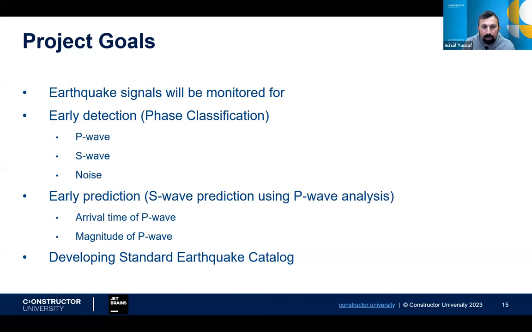And developing a standard earthquake catalog, because when we were starting the project, at that time they didn't have their data in some standard form. The data was being stored in different forms, and the historical data was also stored using different technologies. So the idea was to collect all the data and come up with a standard earthquake catalog, which will not only be used in this project, but can also be used later on by geoscientists or geologists, because they also need this data.